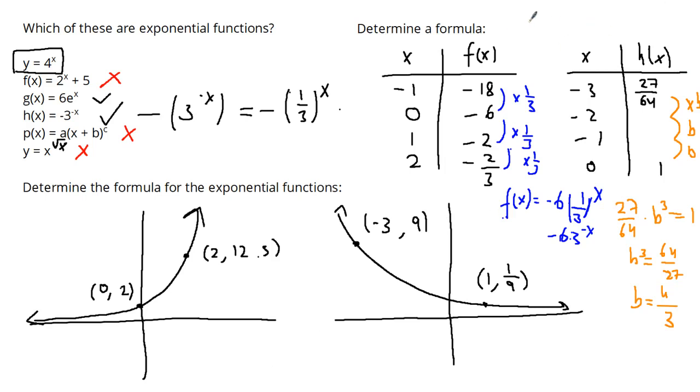So our formula is h of x, and since the initial value is 1, we can just remove the 1. It doesn't even matter. It's 4/3 to the x power.